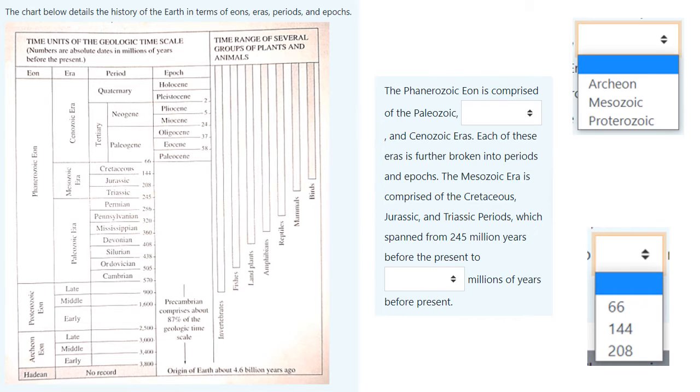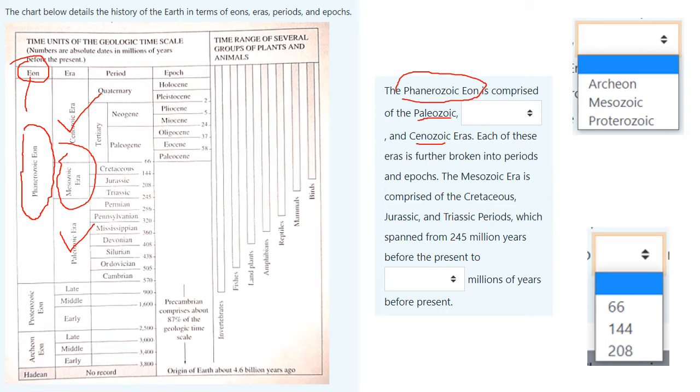The Phanerozoic eon is comprised of the Paleozoic, the Something, and the Cenozoic eras. Now, the Phanerozoic eon, we need to find this in our graphic. So we go to eon first, and we go down, and we have the Phanerozoic here. Then we have the Paleozoic, the Something, and the Cenozoic. The one that is missing is the Mesozoic era. So Mesozoic is the answer that we need.